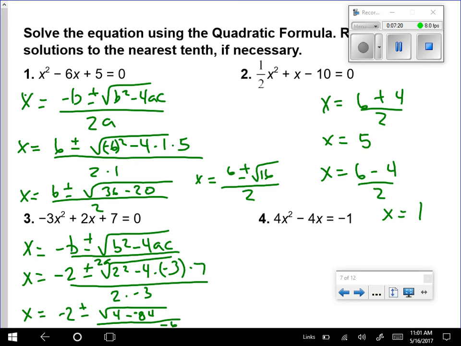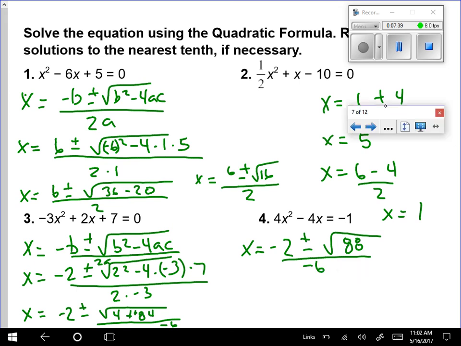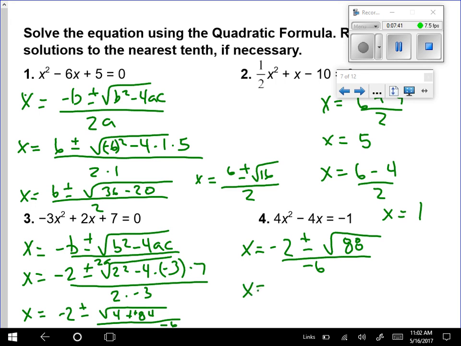Get some of this out of the way. Okay, continue my math here. Negative 2 plus or minus, so I'm going to add, so I get 88 over negative 6. Now this isn't a perfect square, so that kind of changes the game a little bit. But we can simplify this fraction. So essentially what we would have, negative divided by negative, is plus or minus square root of 88 over 3.